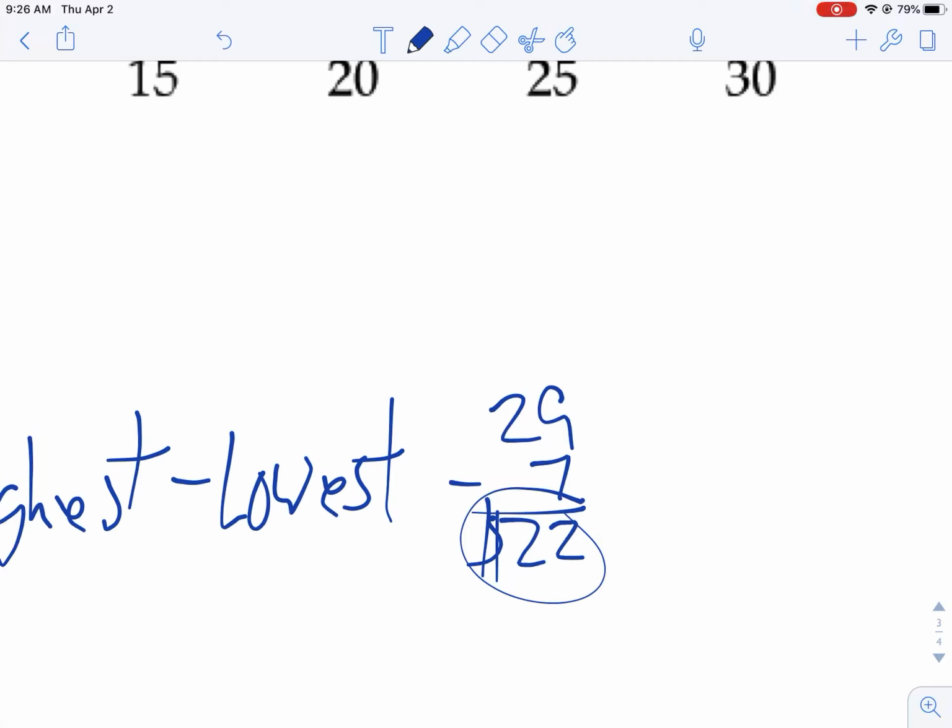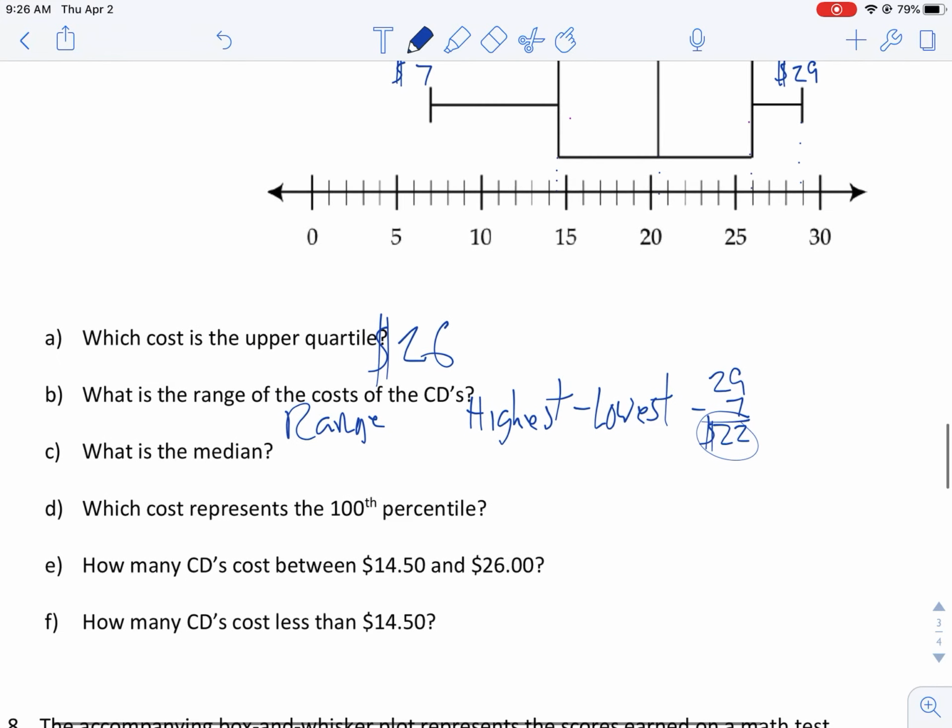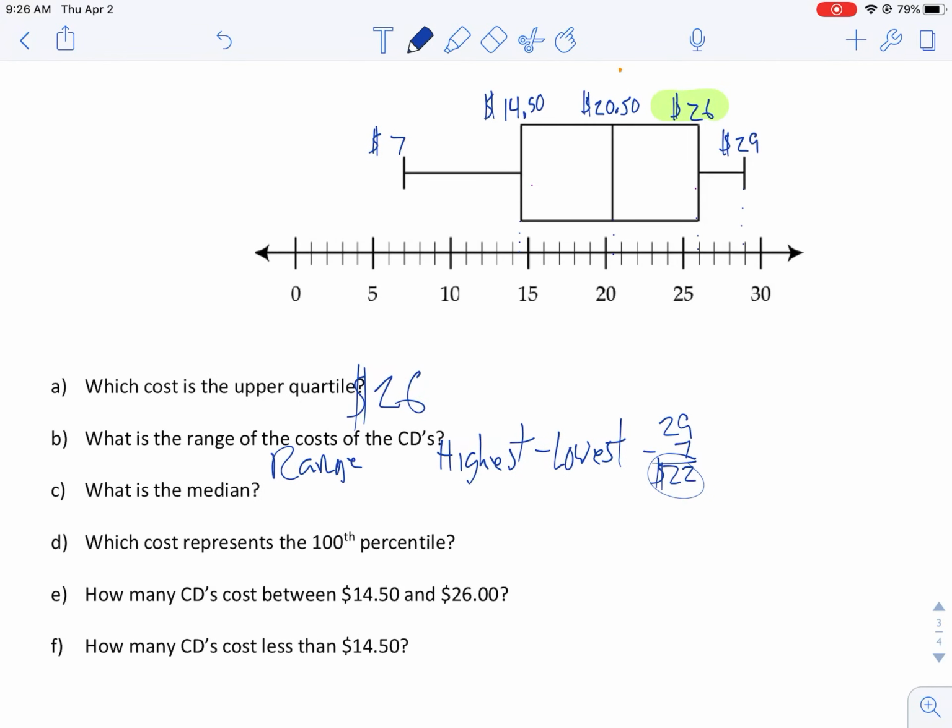All right. What's the median? Well, median is at this point right here. That's our median. It's our middle value. So that is at $20.50.